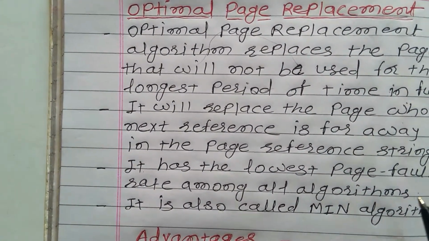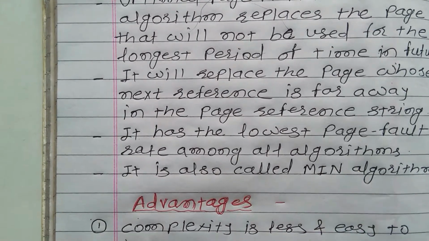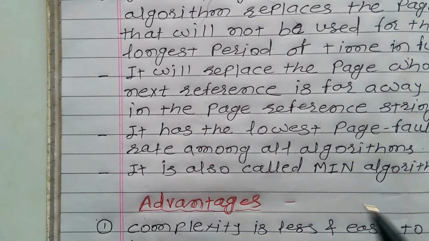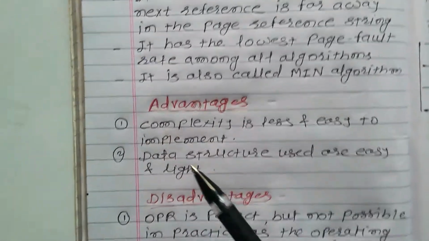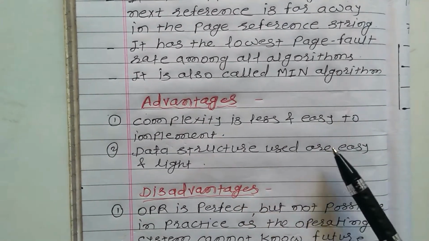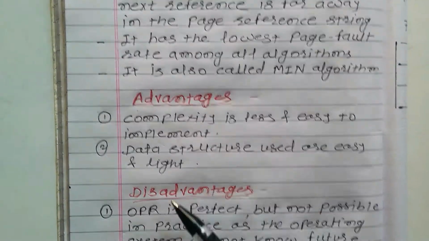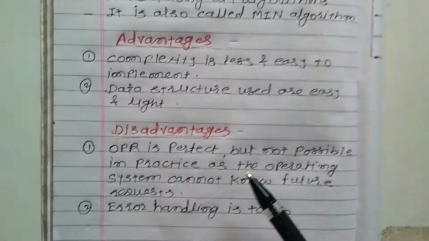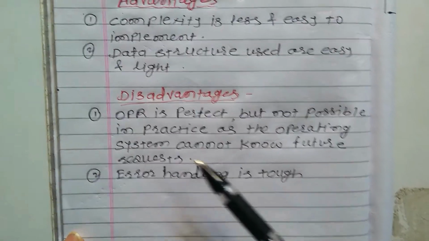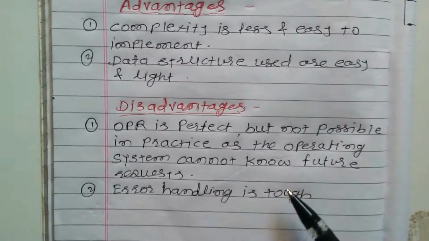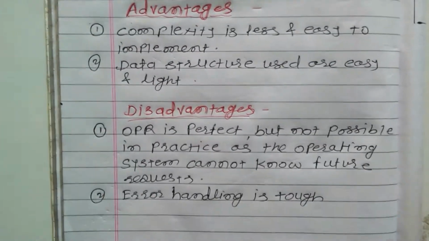It has the lowest page fault rate as compared to the FIFO as well as the LRU algorithm, so it is also called the MIN algorithm. The advantages of this algorithm are as follows. The complexity is low and it is easy to implement, and the data structures used are easy and light. The disadvantages of this algorithm are as follows. This algorithm is perfect but not possible in practice, as the operating system cannot know future requests, and in this algorithm error handling is tough.